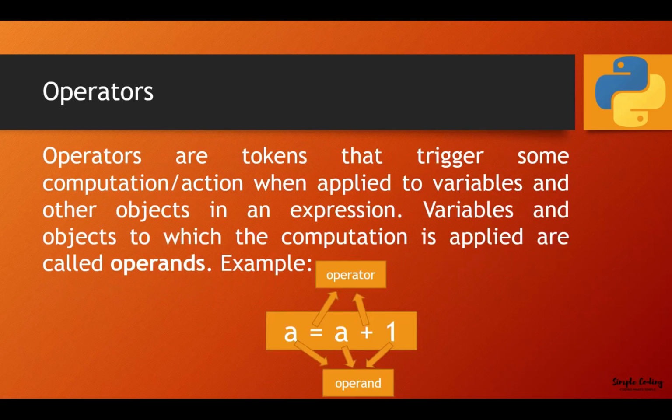Next point is operators. Operators are tokens that trigger some computation or action when applied to variables and other objects in an expression. Variables and objects to which the computation is applied are called operands. For example, here a = a + 1. Here a and 1 are operands, and = and + are operators.